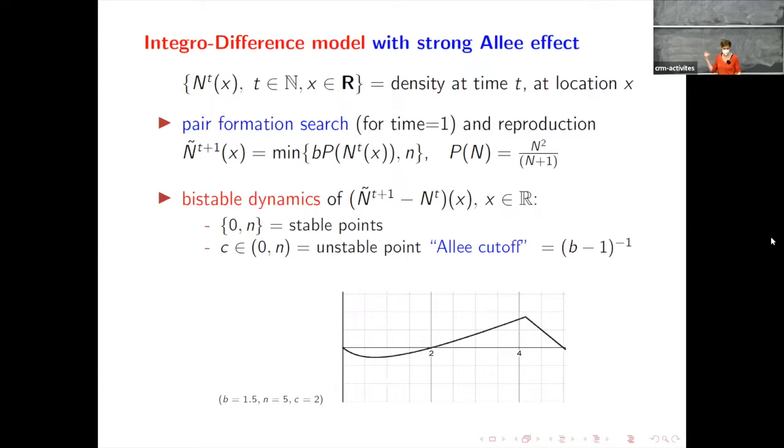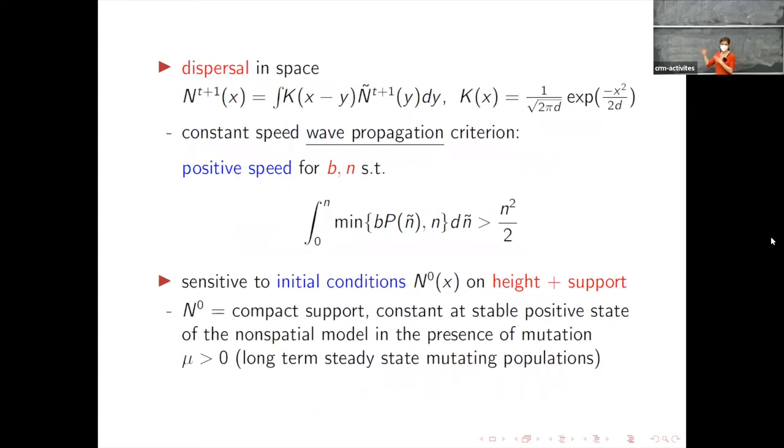Then, including the cutoff, if you are exceeding the capacity N, then you only get to keep N of the individuals, right? So you have an average B times the number of pairs you formed, and then you cut that off with the N. And so what you're getting is a difference between the increment in terms of population size that is exactly this equation that's bistable that you saw in the talk earlier today. You have the dispersal phase where you just use a Gaussian kernel with variance D to disperse the individuals in space. And because this is an integral difference equation, you do not clearly see what you would in the bistable equation, an Allee cutoff.